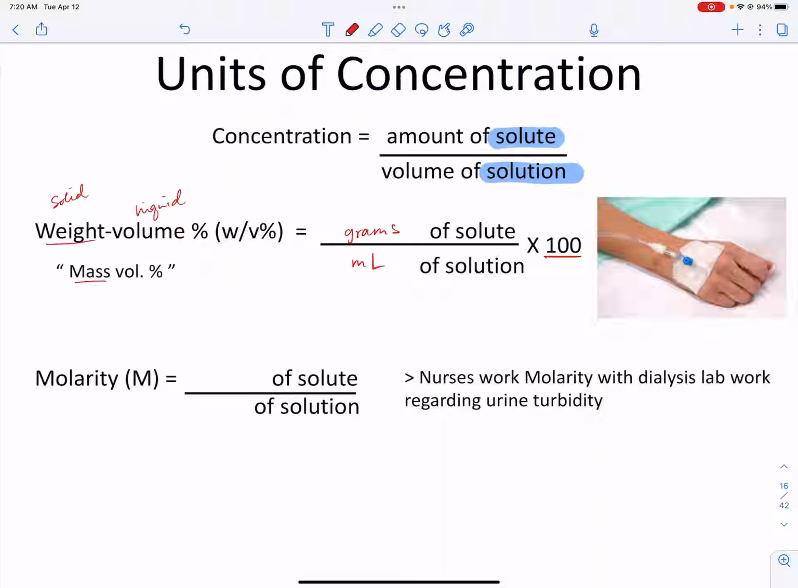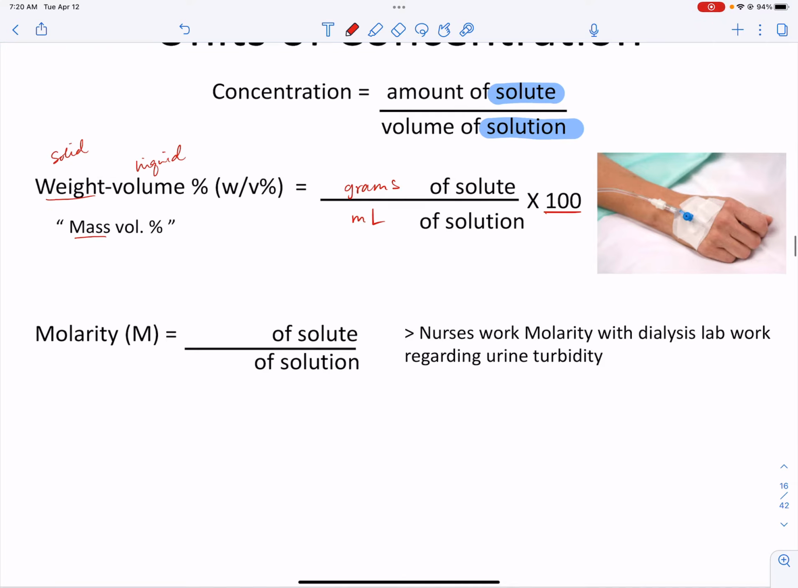Okay. Remember that the solute will be a lesser amount than the solvent. All right. So that's why it will always be a decimal. And then you multiply it by 100 to get that percent.